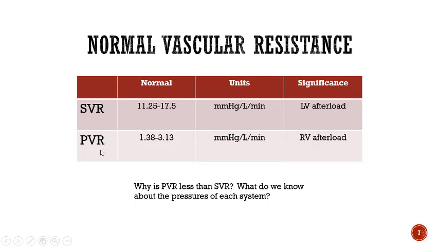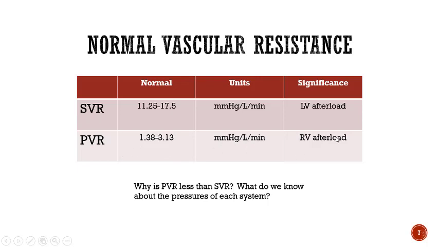Your pulmonary vascular resistance is much, much lower if you look at it. It's 1.38 to 3.13. So that's significantly less than the normal for the SVR. And again, if you think about why, your pulmonary circulation is that low pressure, gravity dependent, small little circulation. You're talking about a circulatory system that's just going from the heart to the lungs, back to the heart again. That's all you're talking about when you're talking about pulmonary circulation. Your systemic circulation is going from the heart through your entire body and then back to the heart again. So it needs more pressure, right? So that's why this is so much lower.